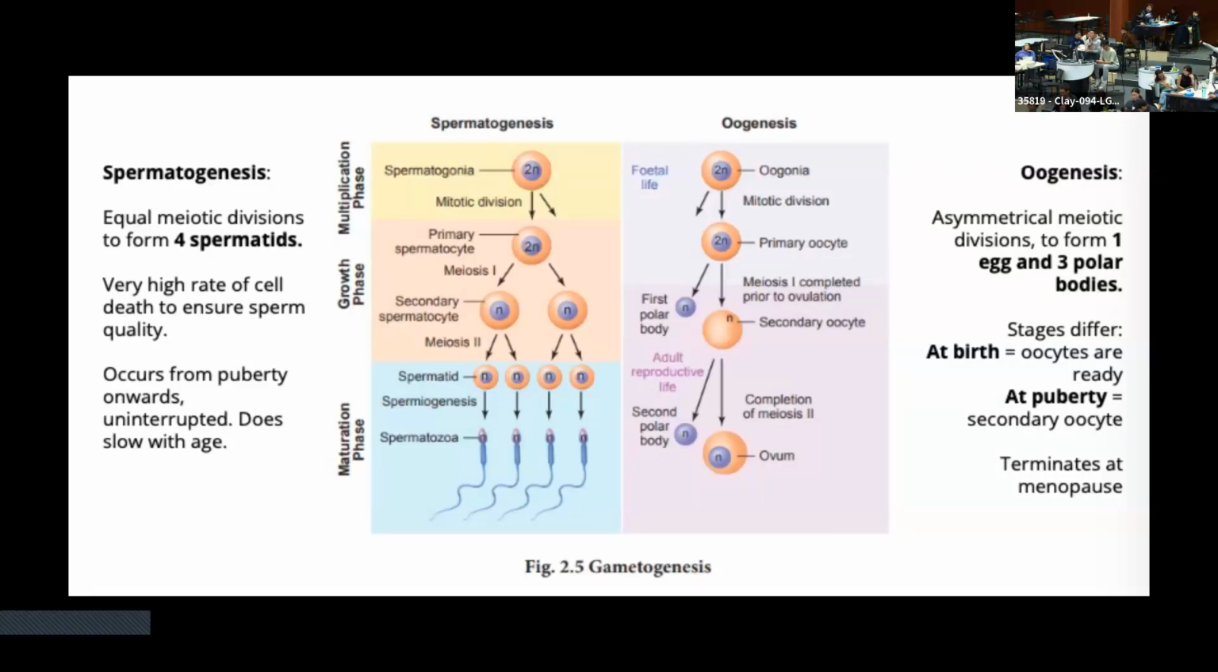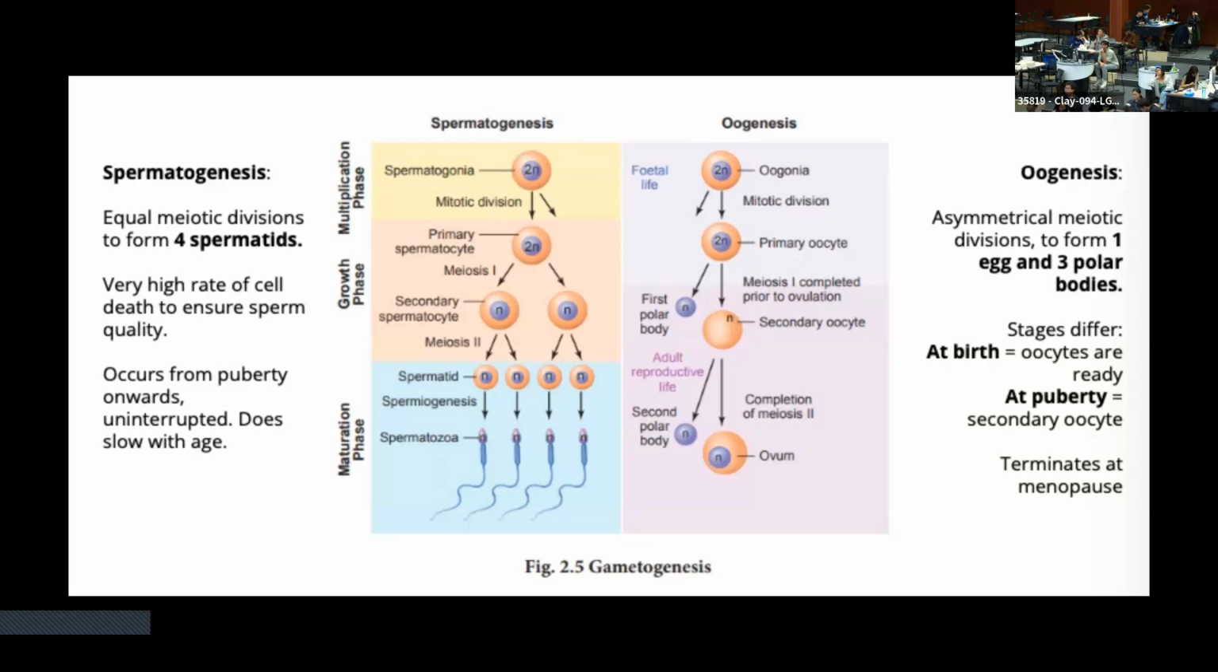Okay, so the next one we have is gametogenesis. More specifically, we have spermatogenesis for biological males, and oogenesis for biological females. Now, what I would say is particularly important with this slide is the text on the left and the right, and also understanding what's going on in the diagram. So notice with spermatogenesis, we have meiotic divisions, and we're forming 4 spermatids. Now, these 4 spermatids are identical.